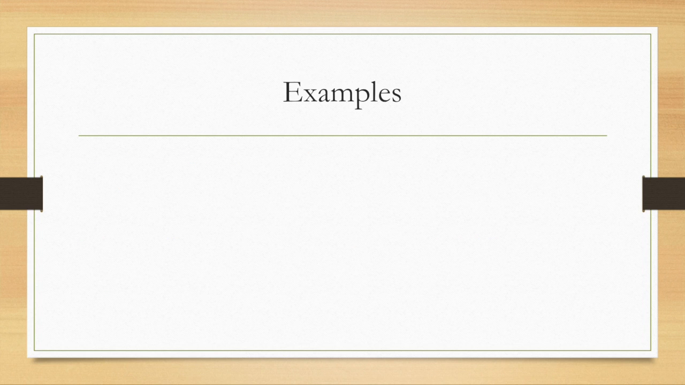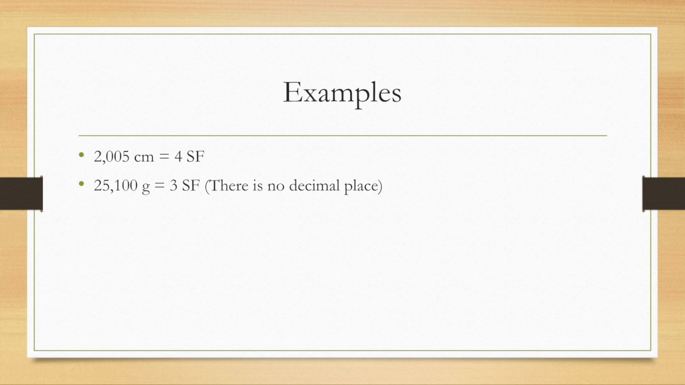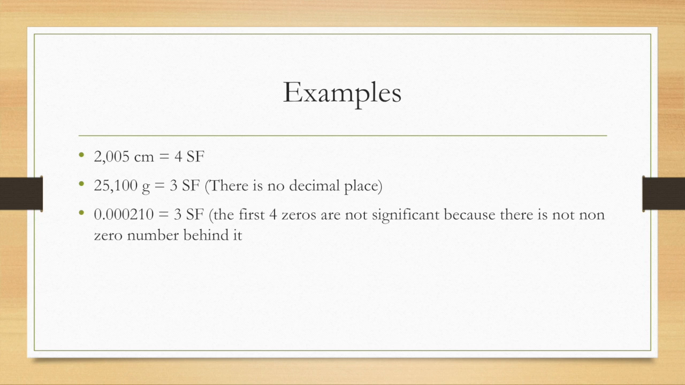So we're going to stop here and look at some examples before we move on. The first number right here, 2005, only has 4 significant figures. The second one right here, 25,100, has 3 significant figures. The last two zeros are not considered significant because there is no decimal point. This one right here, 0.000210, has 3 significant figures. The first four zeros are not significant because there is not a non-zero number in front of them. But the last zero is significant because it's after the 2 and the 1.